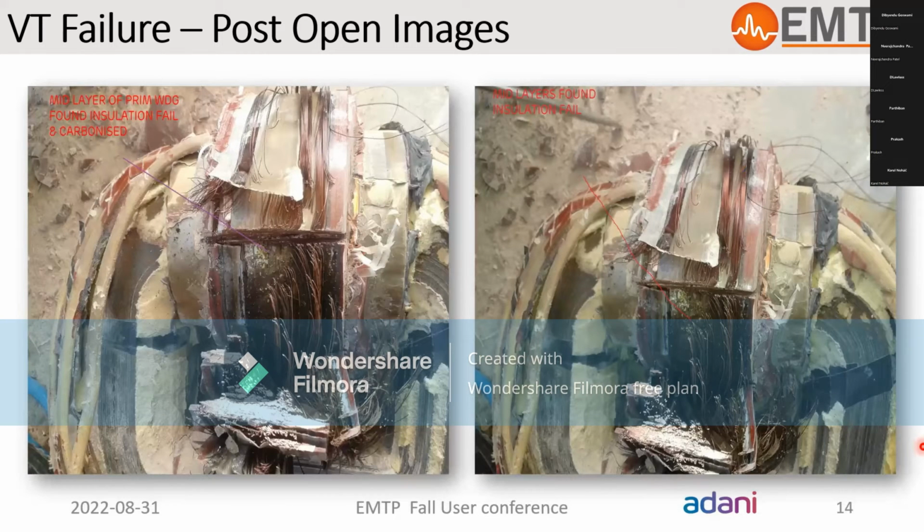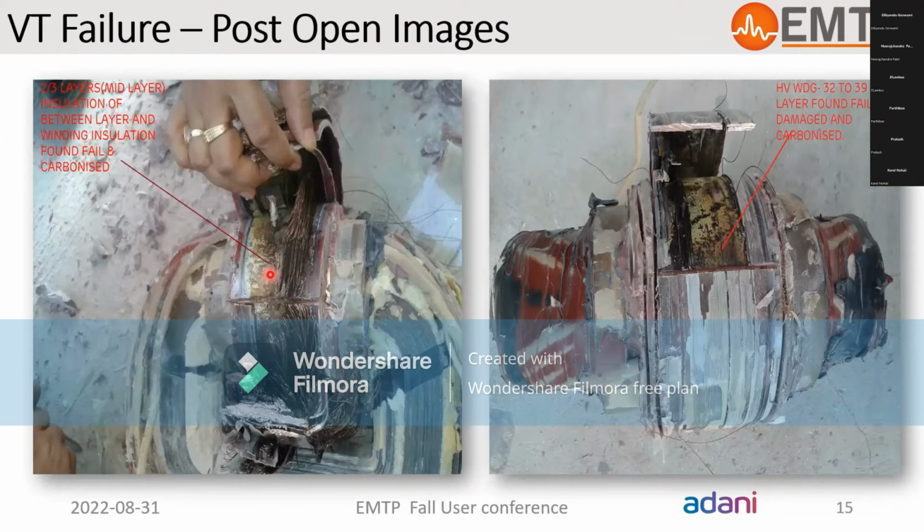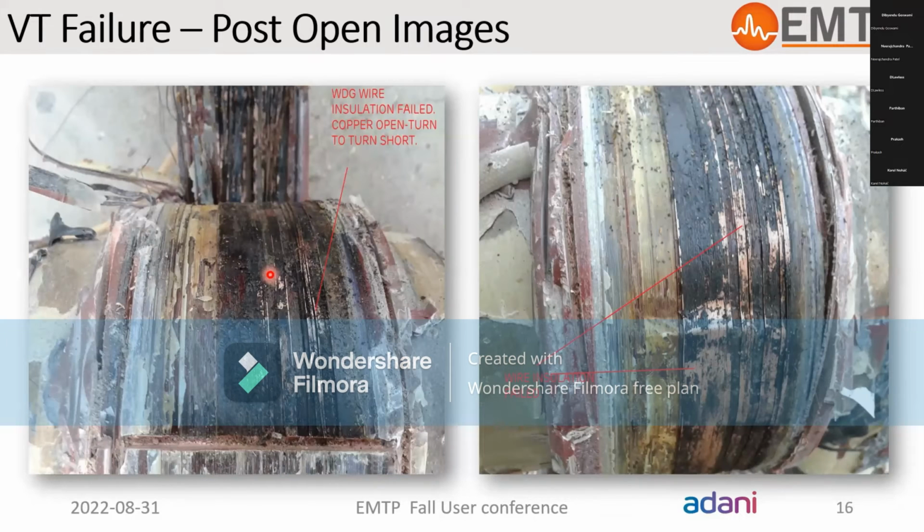So here we can see the insulation, the carbonized insulation we can see here. So this has been observed in this PT. And the failure of this kind that we can see here is identical in almost all the 4 PTs, which have subsequently failed. Here we can see the insulation failure. This kind of image was captured at that time.